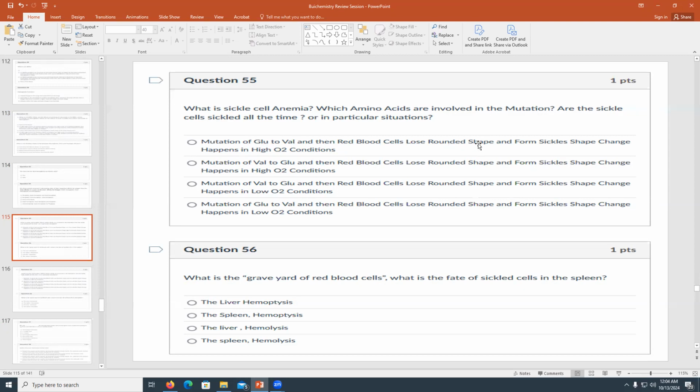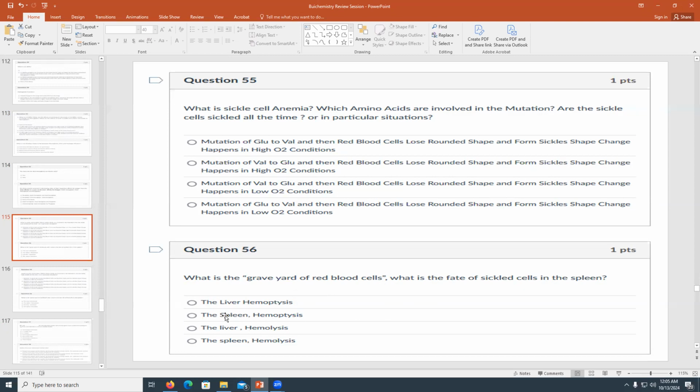Red blood cells lose their rounded shape and form a sickle shape, and the change happens in low oxygen. So this one is the answer. Mutation of glutamic acid to valine, and then red blood cells lose their rounded shape and form a sickle shape, and the change happens in low oxygen conditions when you need them the most. That's the answer. What is the graveyard of red blood cells?